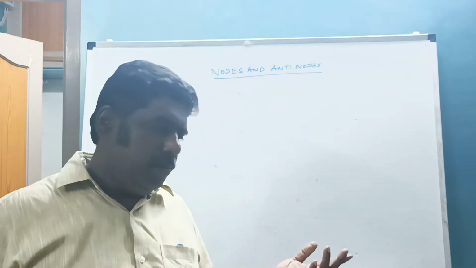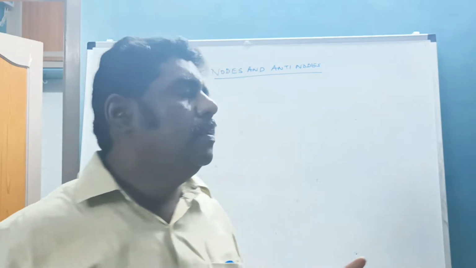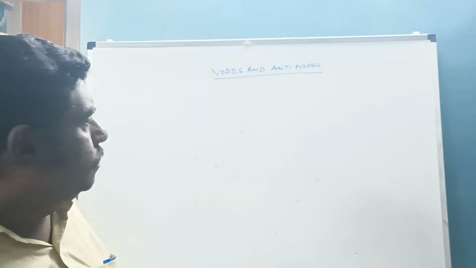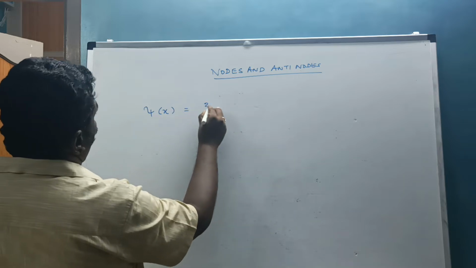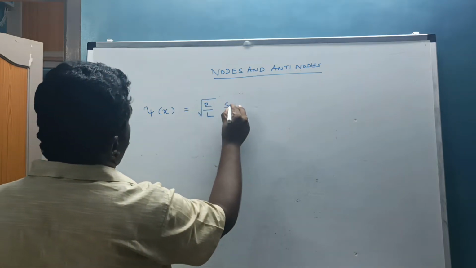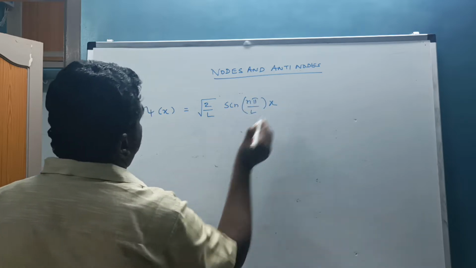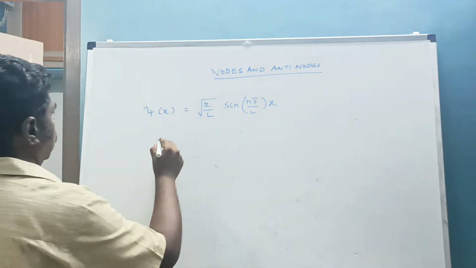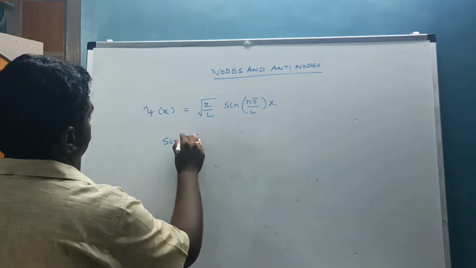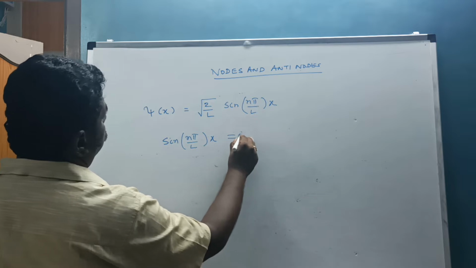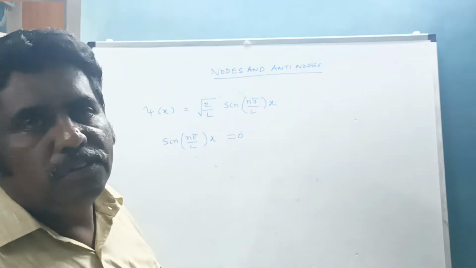In the particle in a box problem, if the particle is making its to and fro motion, the motion of the particle is described in terms of the wave function psi. Then the normalized wave function is psi of x equal to root of 2 by L into sin n pi by L into x. For the occurrence of a node, the equation should satisfy the condition sin n pi by L into x equal to 0. If sin n pi by L into x equal to 0, then psi of x equal to 0.